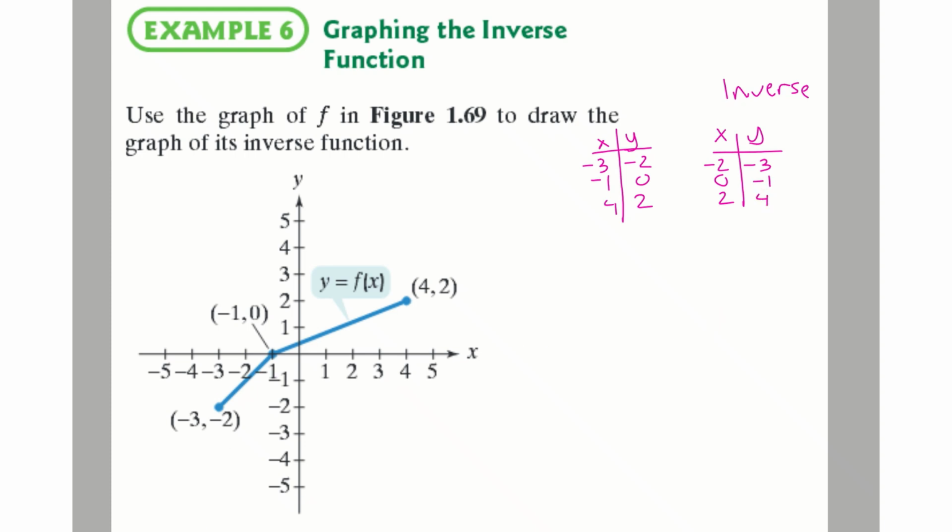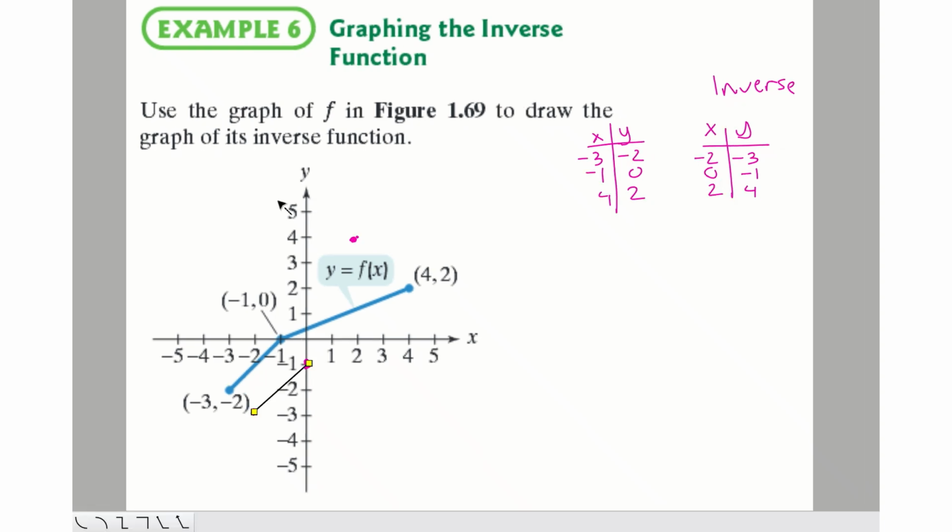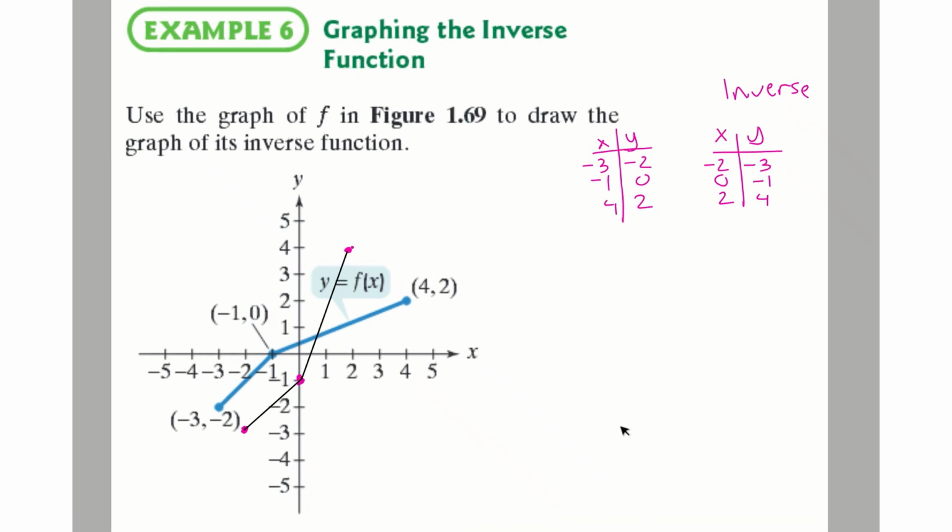All right, let's plot our new points. Well, if we were to plot these points here, let's see, -2 and -3 would be somewhere down here. Then we have 0 and -1. And then we have 2, 4. All right, let's also connect them, right? Why not? There it is. Okay, awesome. All right, so I got my graph there. I hope everybody can see it.